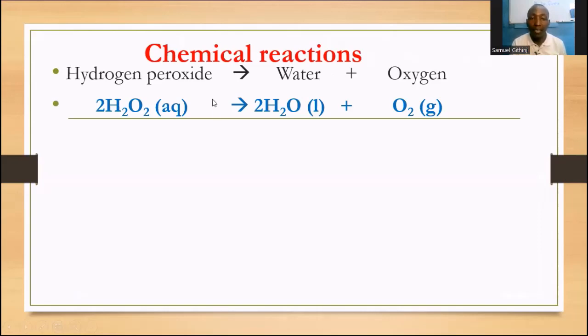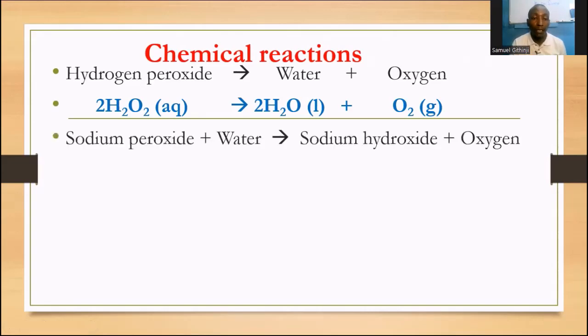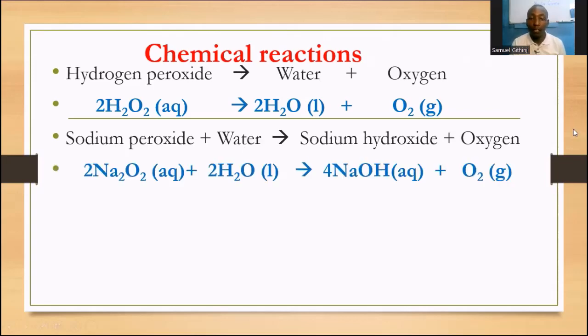So remember, there is a catalyst there that you need to include in the equation. Sodium peroxide, no need of a catalyst, these are normal reactions. Then sodium peroxide reacting with water, you get sodium hydroxide and oxygen gas. The reaction is there, well balanced for you, my student, you can see it.